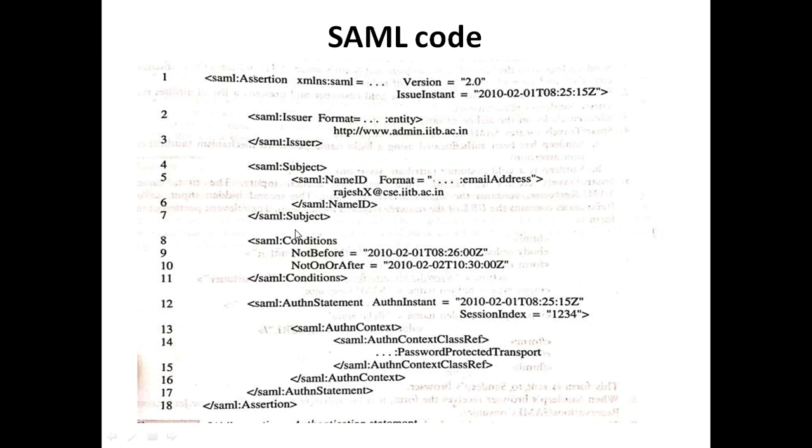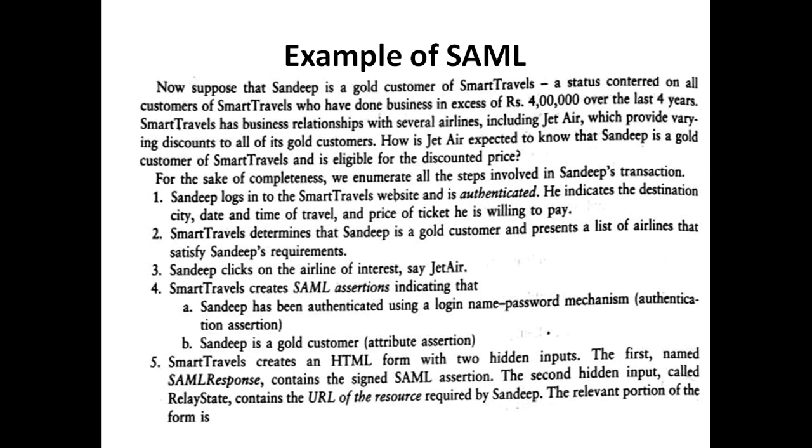And then here we have used the email address so as to identify the principal, who is the principal. The statements indicate the date and the time at which the principal was authenticated. Now if you see here line number 12, it has specified the date as well as the time. So at what time this principal was authenticated, that information. So this is the SAML code. Next we'll see one example of SAML.